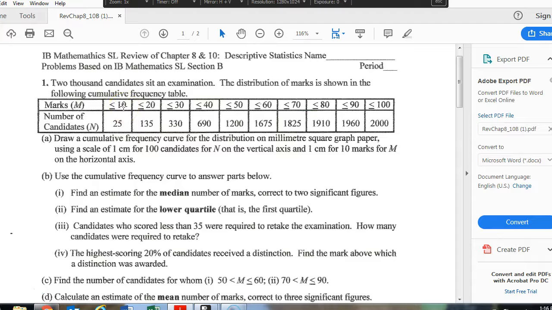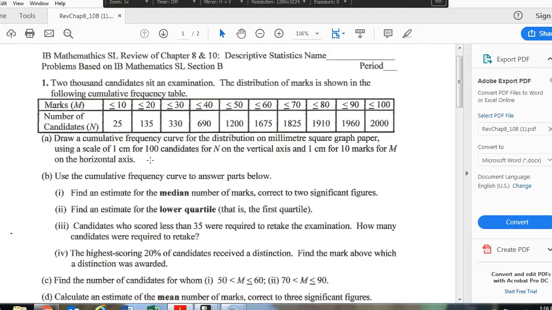So remember, a cumulative frequency table is cumulative to everything up to that point. They're saying that the bottom 25 candidates received up to 10 marks. The bottom 135 candidates, which would include those 25, received up to 20. So on and so on, all the way up to all 2,000 students. And so we first have to make a graph on this one.